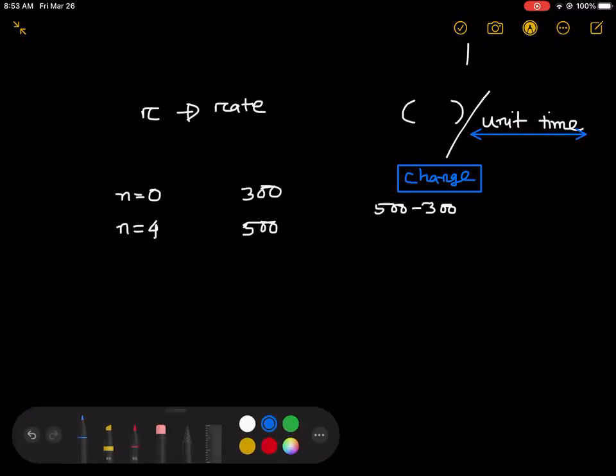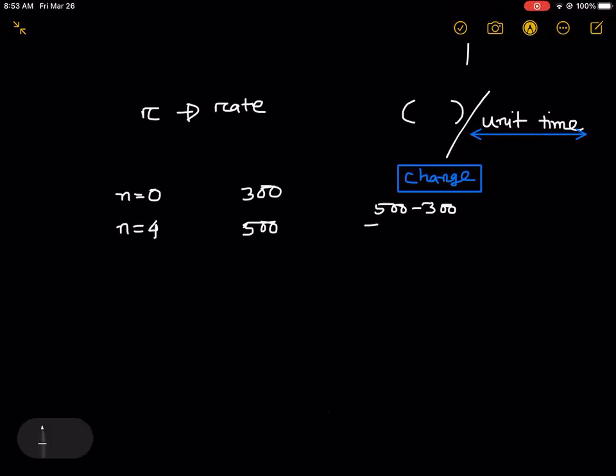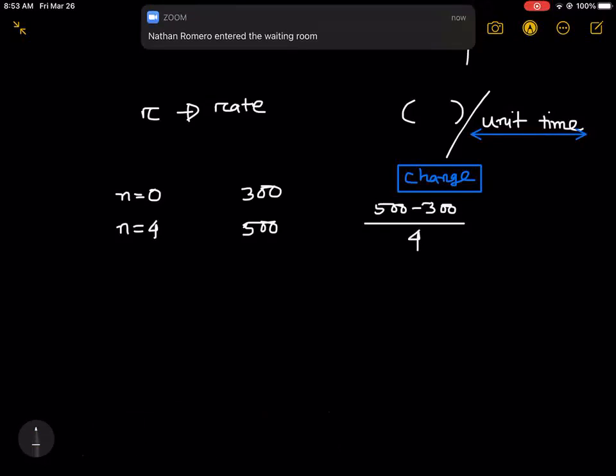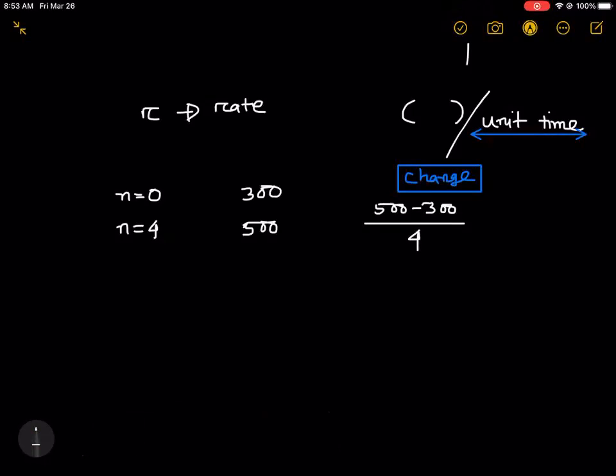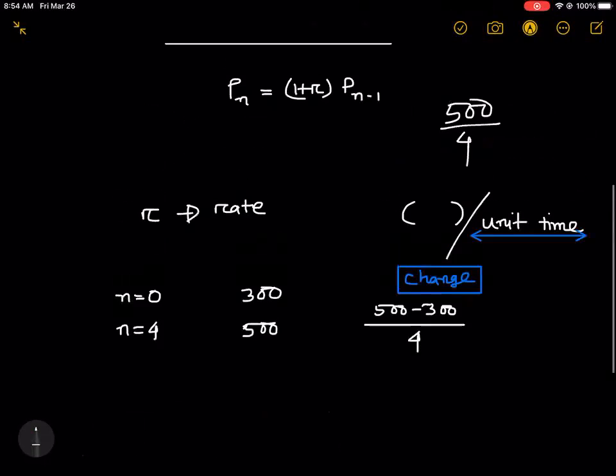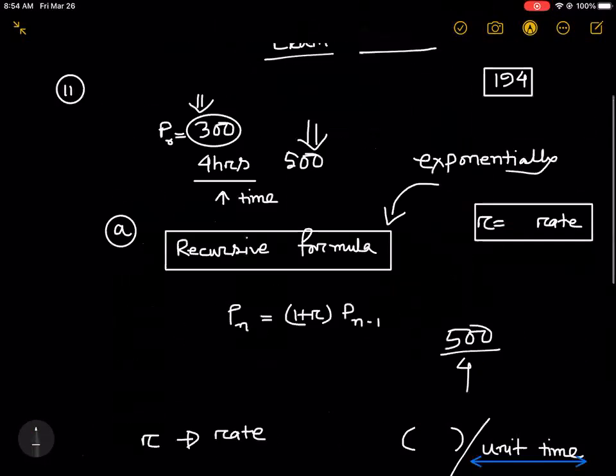Excellent. So that means, since we are trying to find it per unit time, what happens per hour. That means we want to divide it by 4, because the change was actually made in 4 hours, but we're looking at what happens per hour. What happens if we just consider 1 hour? That's the unit time, right? Here, because we are considering the time duration in hours.